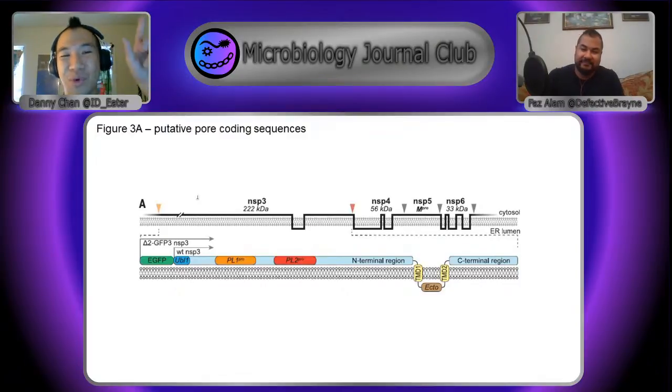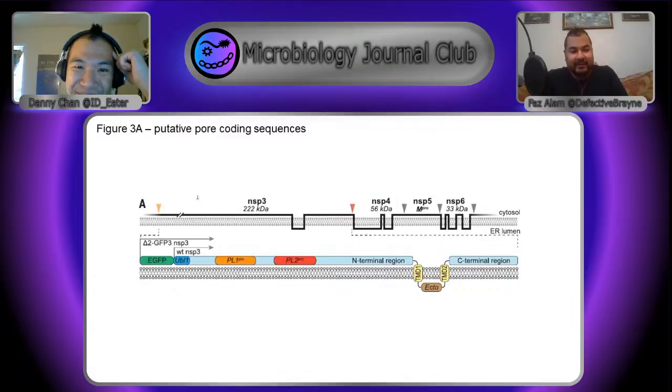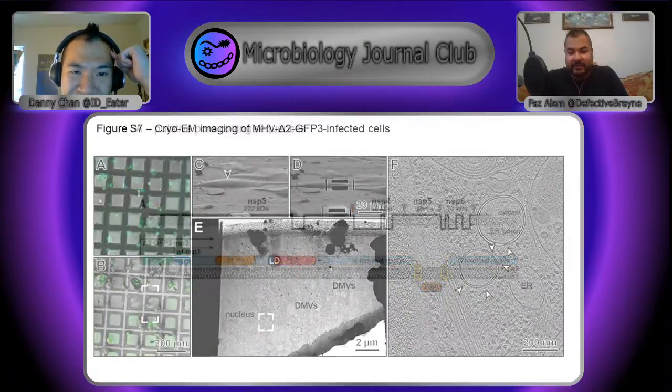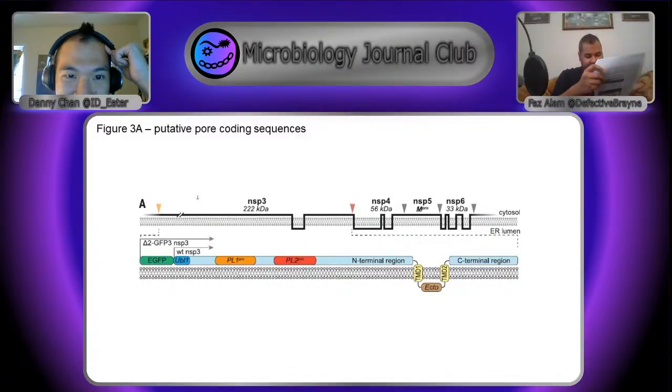I think they also want the EGFP as a marker to say, oh, this is where it is. Yeah. So wait, delta 2. What does the delta 2 mean in this sense? I forget. One NSP2, which is apparently dispensable for replication in cell culture.